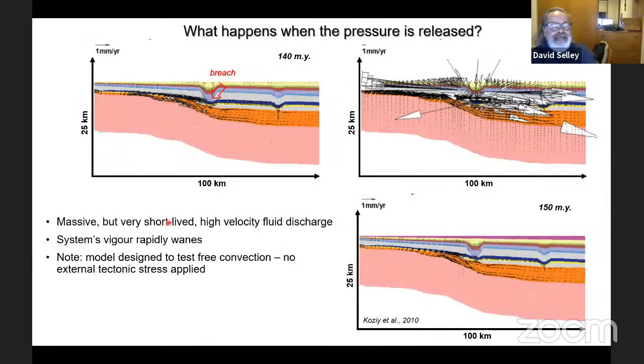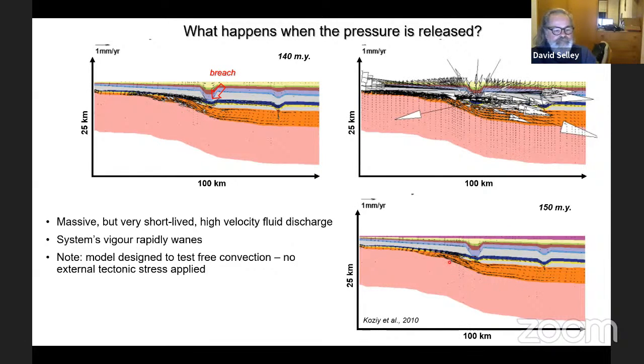Well, we have a very massive but very short-lived period of high velocity fluid discharge. So we've done this by breaching the seal at this point here. Is it 140 million years? And then within 10 to 20,000 years, we have this very, very significant high velocity discharge. What happens after the discharge event and we depressurize the aquifer, we start to collapse porosity and the system starts to shut down.